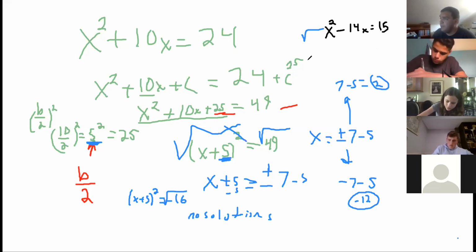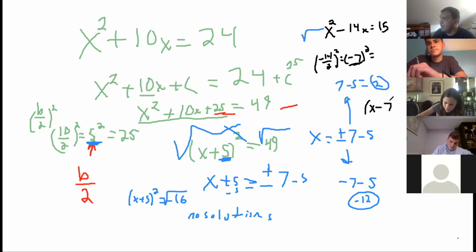So what's going to happen is that when you do b over 2 squared, negative 14 over 2 squared, which is negative 7. I guess I'm giving you c anyway. Negative 7 squared is whatever, you know. But here, when you do your parentheses, it's going to be x minus 7. That's going to be a very important thing. Because it's negative here, it happens to be negative here. Okay? So there's going to be x minus 7 squared. You do all the other stuff, but I'm just pointing that out. It's going to be x minus 7 squared.